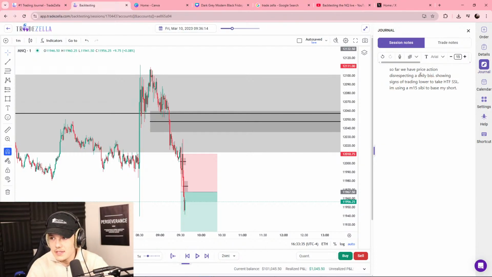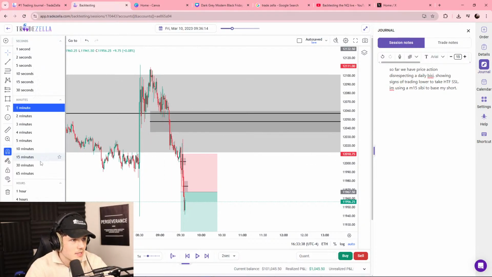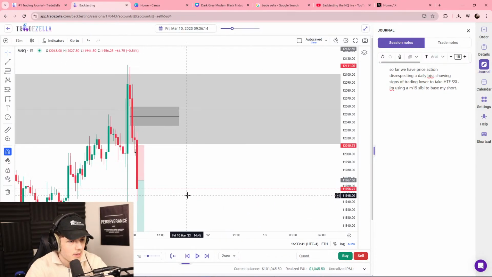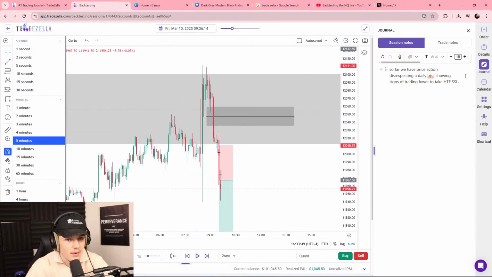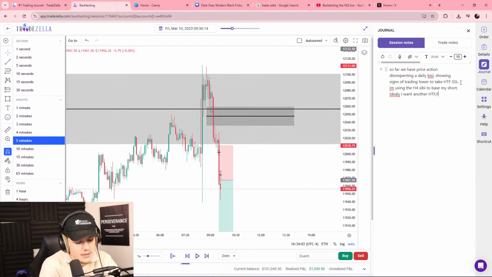Now what do I mean by that? I'm using this M15 SIBI up here that we traded to. Oh, that we didn't even trade to. I'm not using that. Never mind. I guess I'm just using the 4-hour. I'm using the H4 SIBI to base my short. Ideally, I want another higher time frame or intermediate time frame PD array, but I don't have that. So I may cut risk.